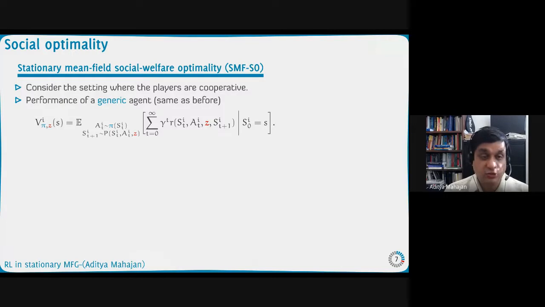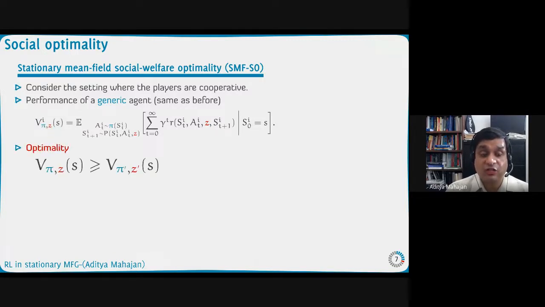So once we have this notion, we can also consider the situation where players are cooperative. And in the cooperative setting, we can evaluate the performance of a generic agent in the same manner as before. So players again make the same assumption that other players are distributed according to the stationary distribution, and based on that assumption, evaluate the future performance of any strategy pi.